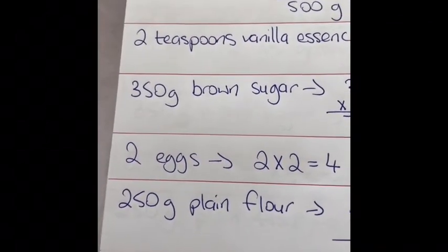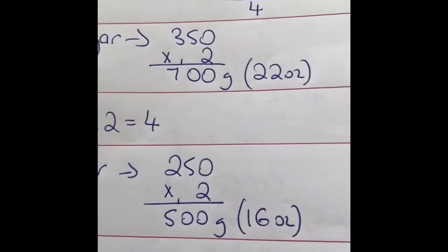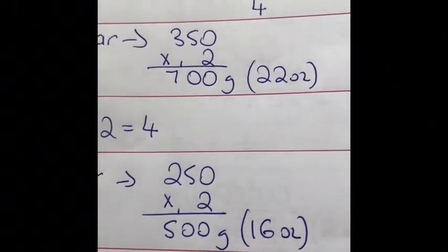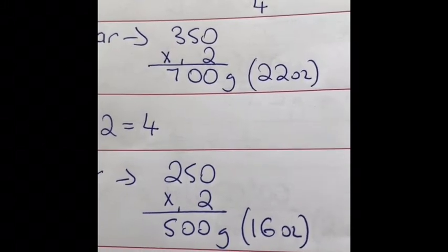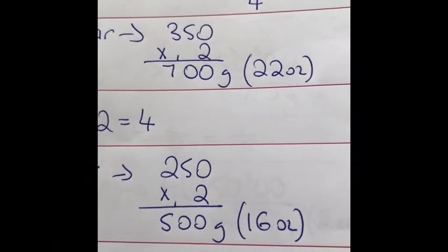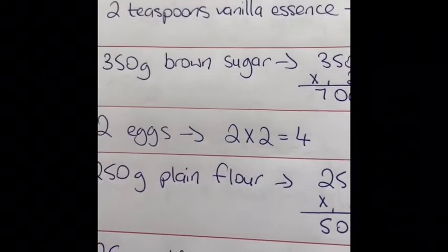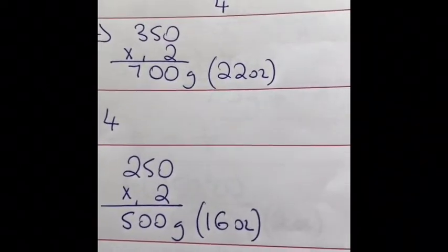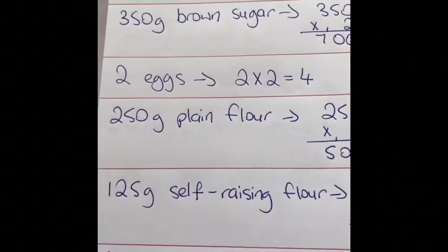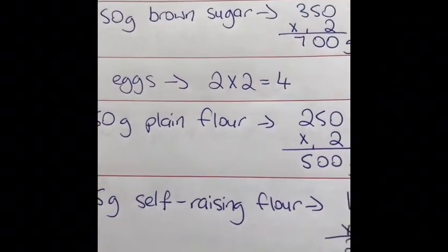250 grams of plain flour. As we've done above, 250 multiplied by 2: 2 times 0 is 0, 2 times 5 is 10, put down your 0, carry your 1, 2 times 2 is 4, plus 1 is 5, so 500 grams of plain flour, and that's 16 ounces. Okay, then we need 125 grams of self-raising flour.